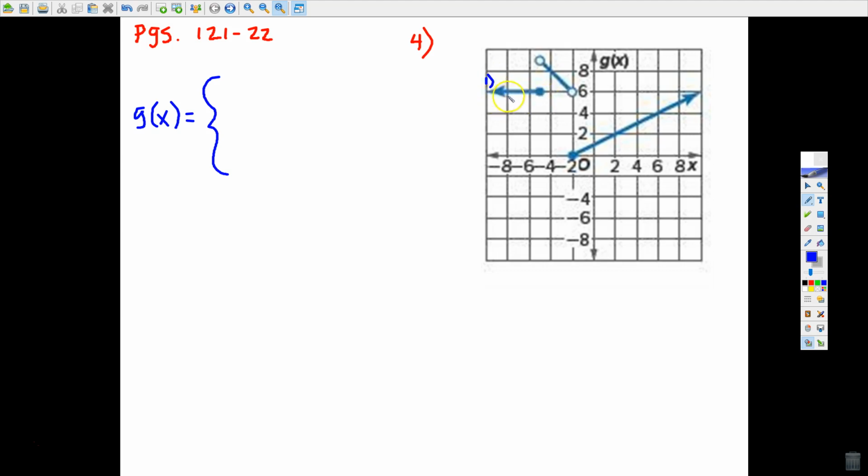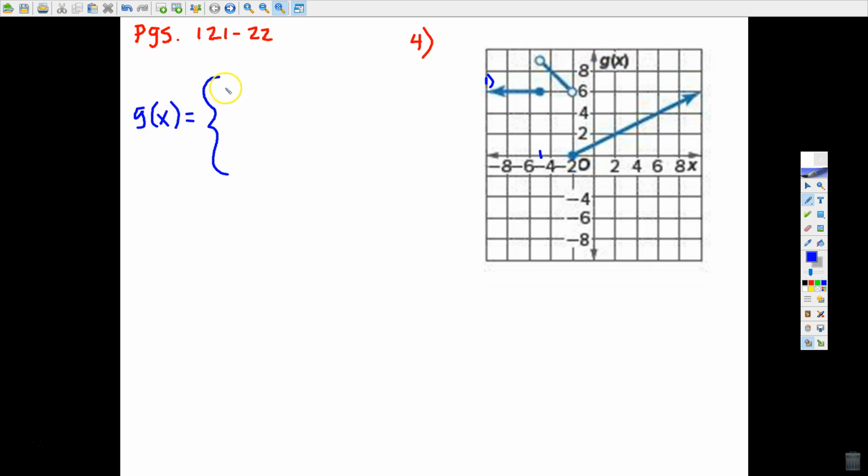Let's start with this horizontal line that passes through the y-axis at 6, but it doesn't go forever and ever in both directions. It starts at -5 for the x coordinates, the domain, and then it continues on forever and ever left. So we start off with the equation for this horizontal line, which would be y equals, if our y-axis was not labeled. But we'll go with g of x since that's what they've labeled the y-axis.